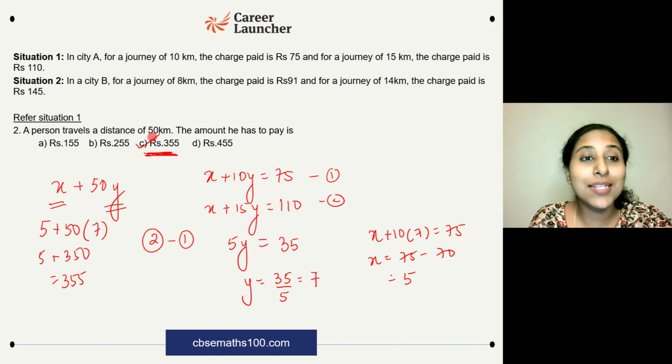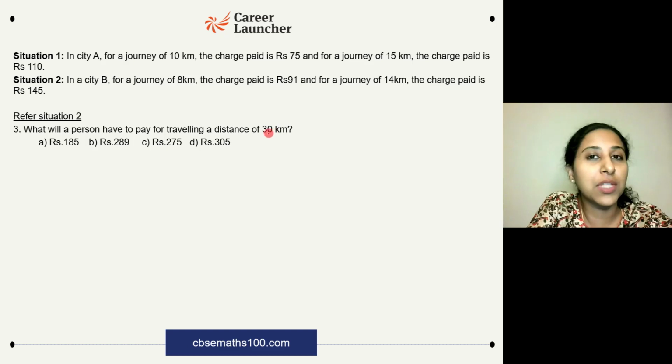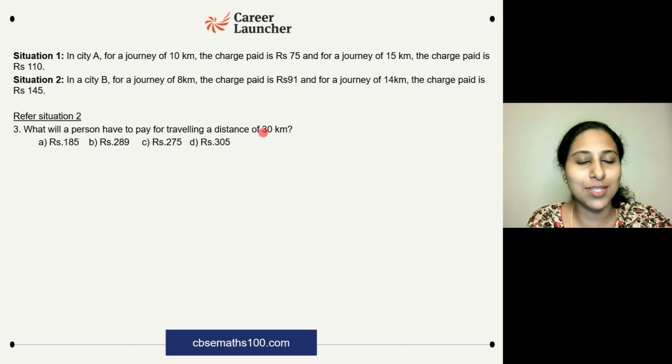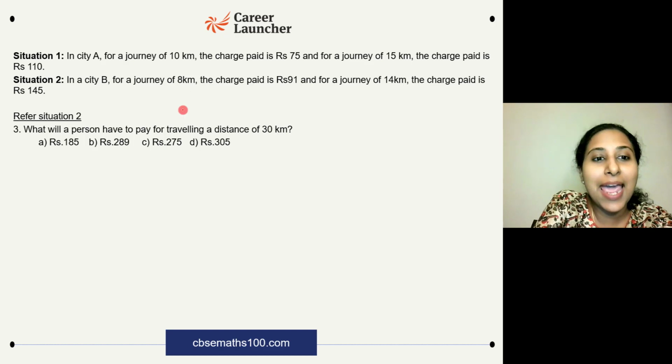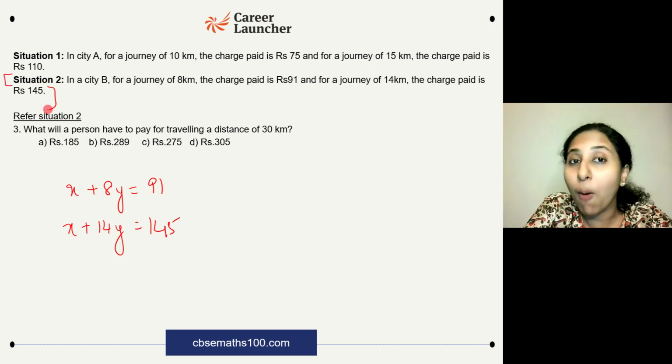Let's look at third question now. Now in third question, we need to refer to situation 2. So it's a different set of equations over here. What will a person have to pay for traveling a distance of 30 kilometers? We could again form new set of equations and try and solve this. You're forming a new set of equations, which will be x plus 8y is equal to 91 and x plus 14y is equal to 145. These would be the set of equations to be formed for situation 2 as per logic what we discussed earlier.